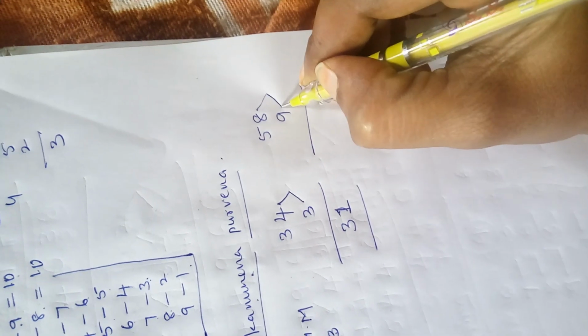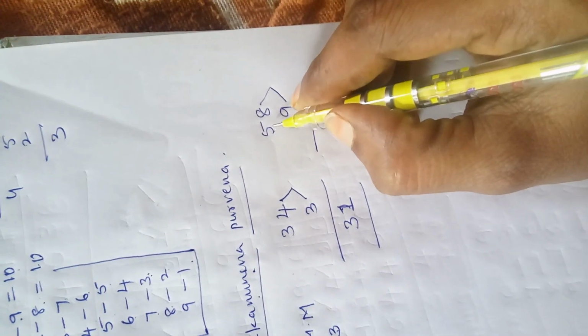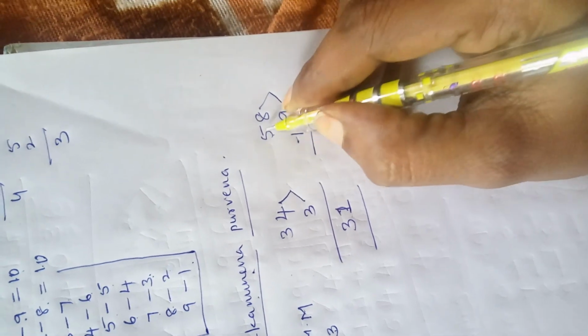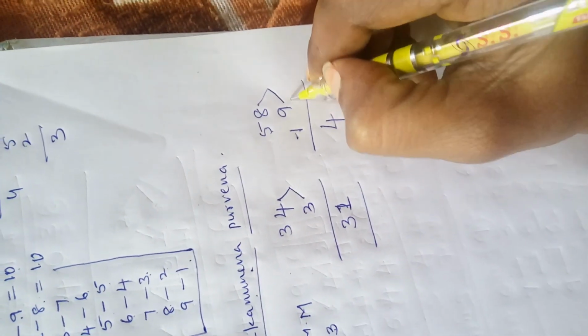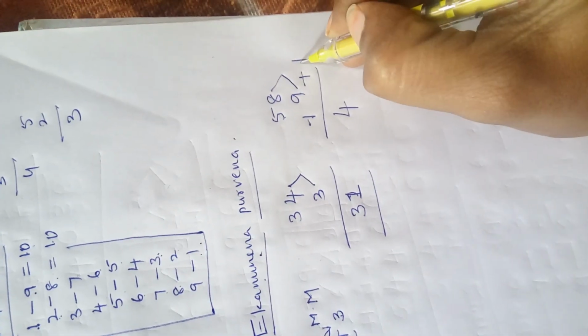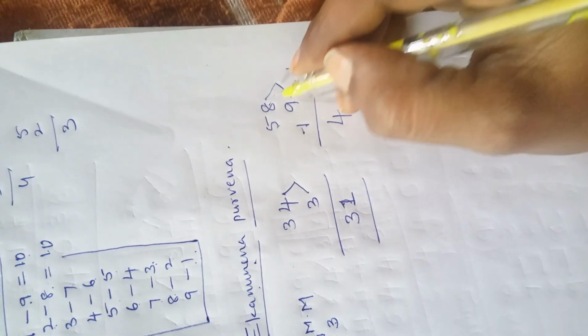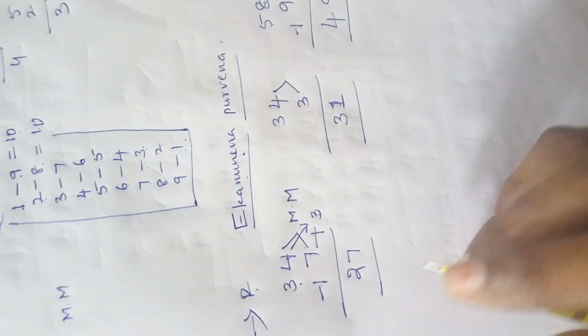Another example, 58 minus 9. Identify this is a mismatch case. So you have to subtract 1 from the previous number. That means 5 minus 1 is equal to 4. What is the complement of 9? That is 1. Look here. This number can be added to the 8. 8 plus 1 is 9. This is the answer.